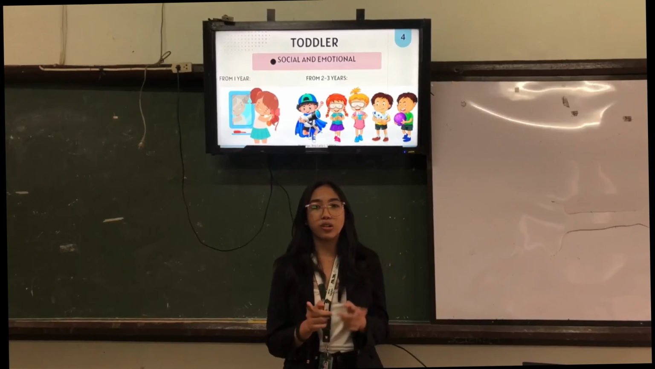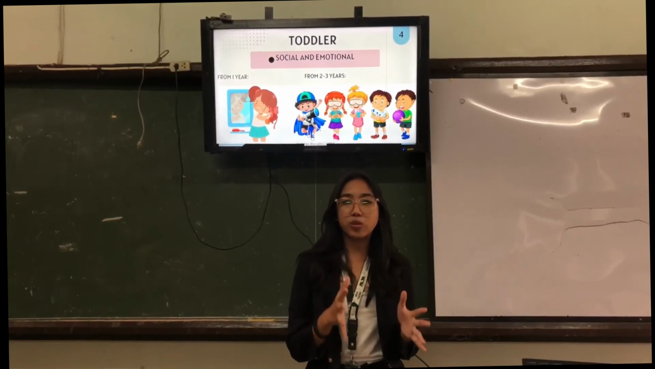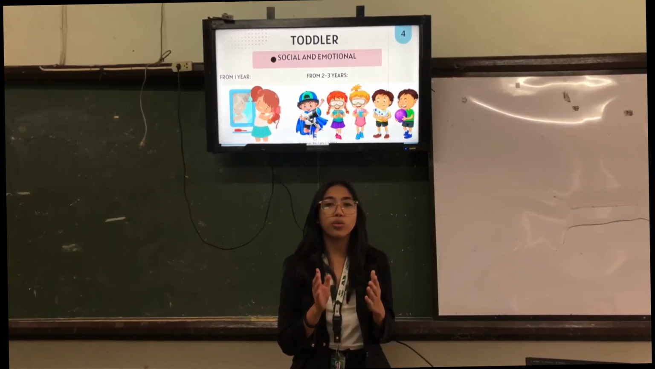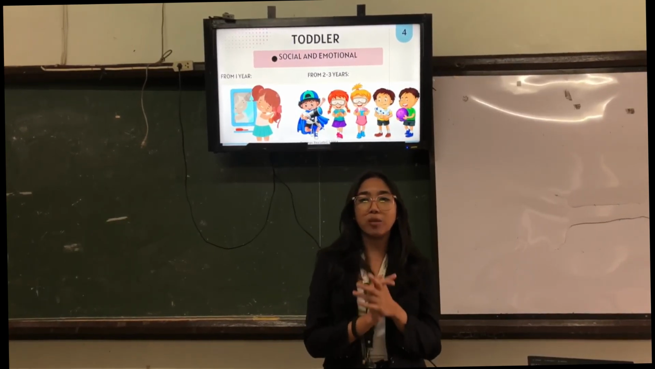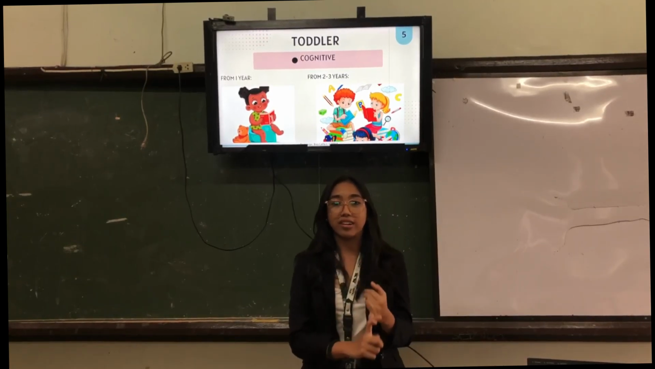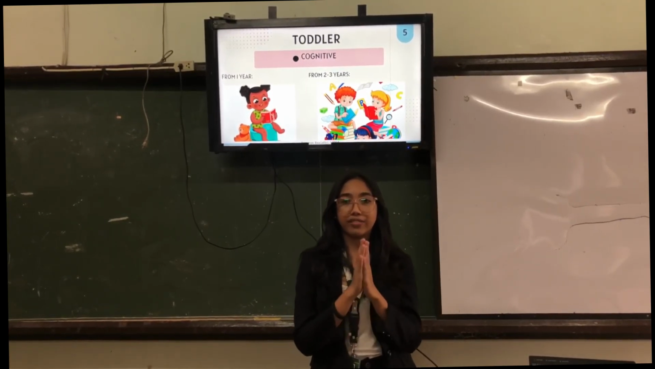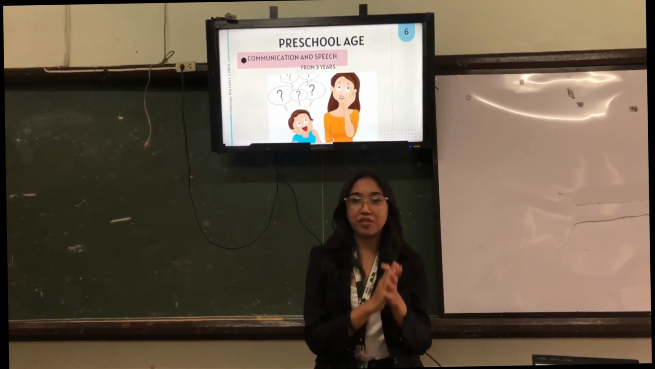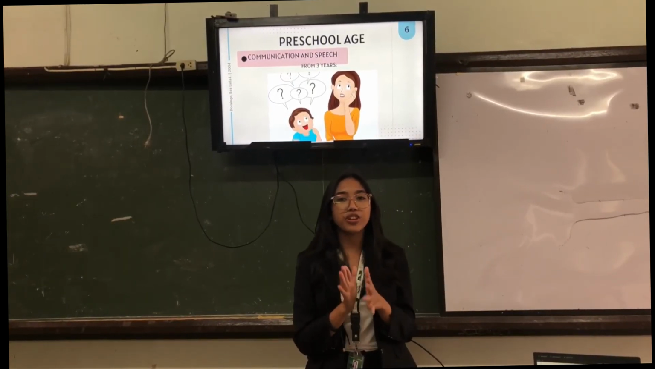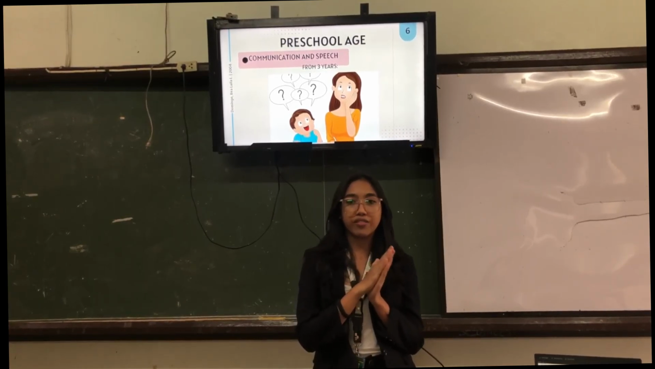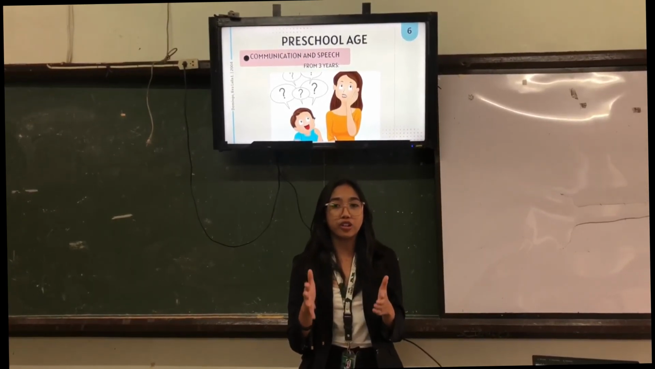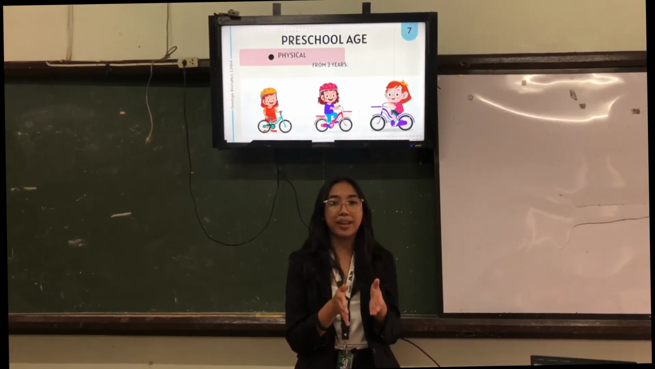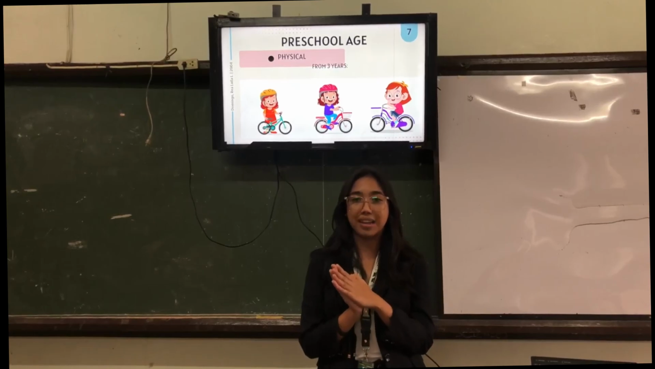Toddlers, in terms of social and emotional development, have visual recognition and can even identify themselves in the mirror. And they always want to do things the way they want to. Cognitive development of them is that they can identify colors, solve puzzles, and even fully develop object permanence. Preschool age. These are children ages from 3 to 4 years old. Children during this age, their communication and speech development is that they ask a lot of questions due to their curiosity. Their physical development relies on independence and they have motor skills mastery.